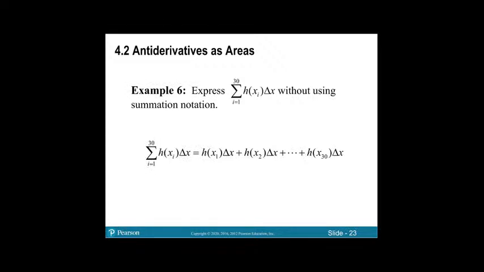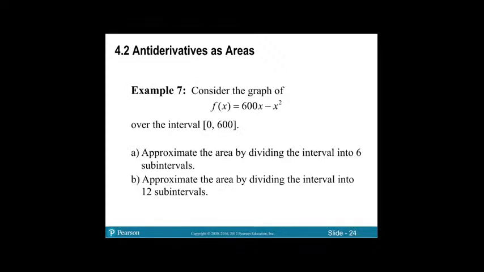So consider the graph of this over the interval 0 to 600. Approximate the area by dividing the interval into 6 subintervals, and approximate the area by dividing the interval into 12 subintervals. Let's see. So what is this? An inverted parabola? I think I'm just going to use the typo. I mean, we could graph it, right? Because we have the vertex. And then if we divide it into 6 subintervals, it's a little bit of work. I'm going to start it. I don't know that I'm going to finish it because it does get a little bit involved.